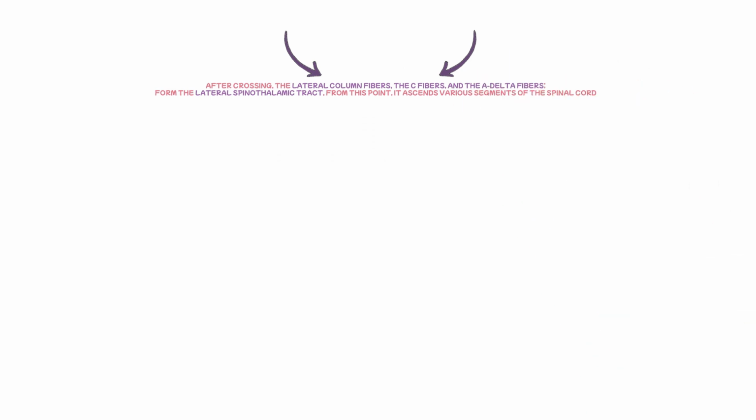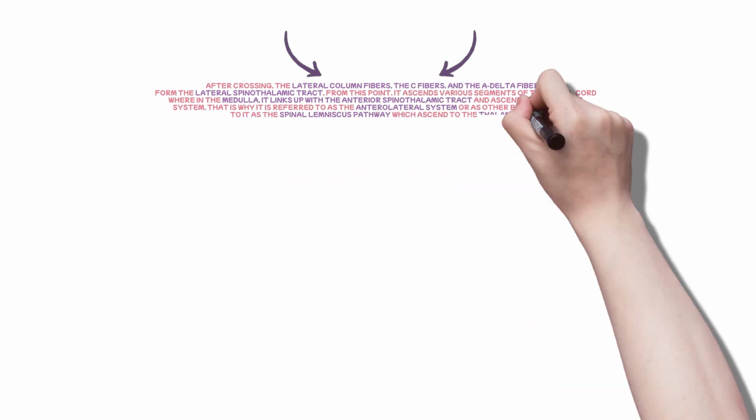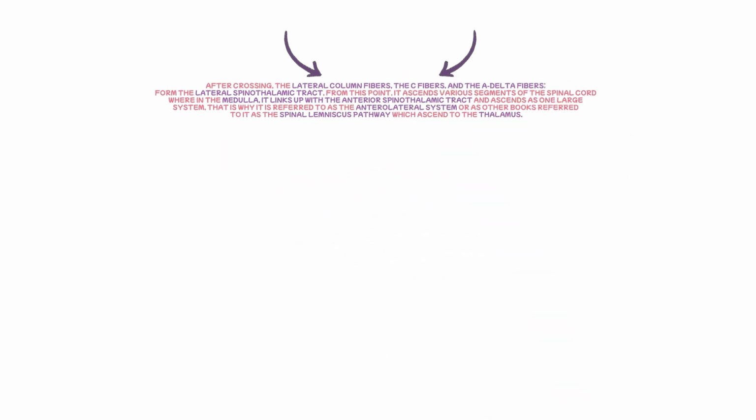From this point, it ascends various segments of the spinal cord, where in the medulla, it links up with the anterior spinothalamic tract and ascends as one large system. That is why it is referred to as the anterolateral system, or as other books refer to it, the spinal lemniscus pathway, which ascends to the thalamus.